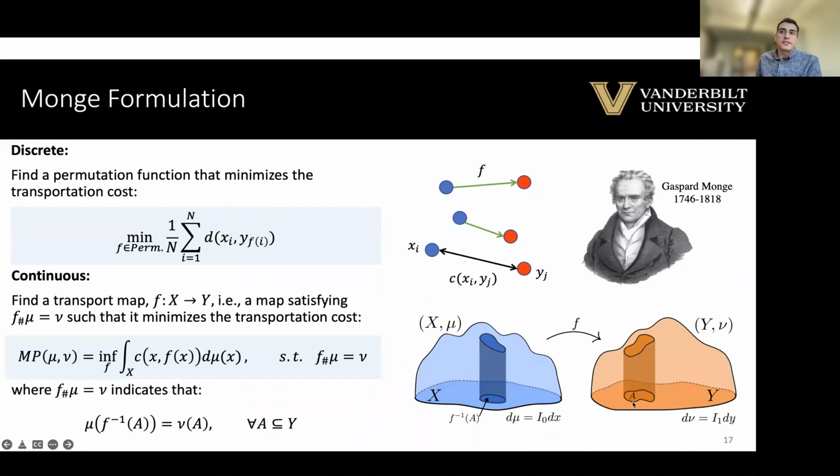If we have a set A, a Borel subset A of Y, we look at the pre-image of F, which is F inverse of A, then mu of this F inverse, the amount of mass that we have here, should be equal to the amount of mass that we have over there. Right? That's all that it is.